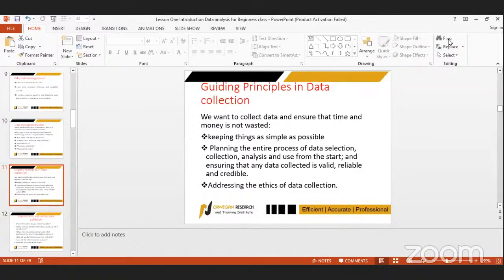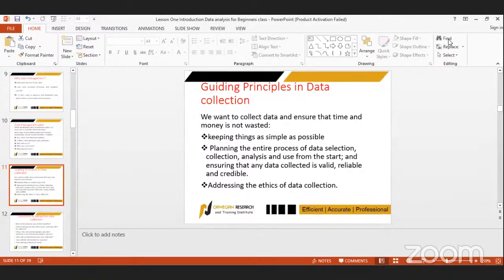So how will we be able to ensure that? Number one, keeping things as simple as possible. We don't need to complicate even the process of data collection. Even if the process involves a complex way, you need to ensure that you integrate simpler techniques of collecting data that can be easily understood by even the people engaging in the process of data collection, especially when I'm supposed to use research assistants.